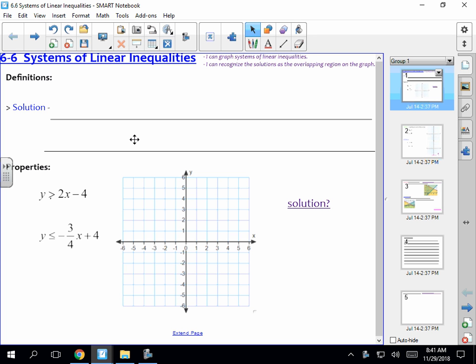Systems of linear inequalities. The last section. This is the last skill test too. That's what's on the back side of that skill that you guys started the other day. So we're going to do this tomorrow after we've done a little practice with it. So here we go.